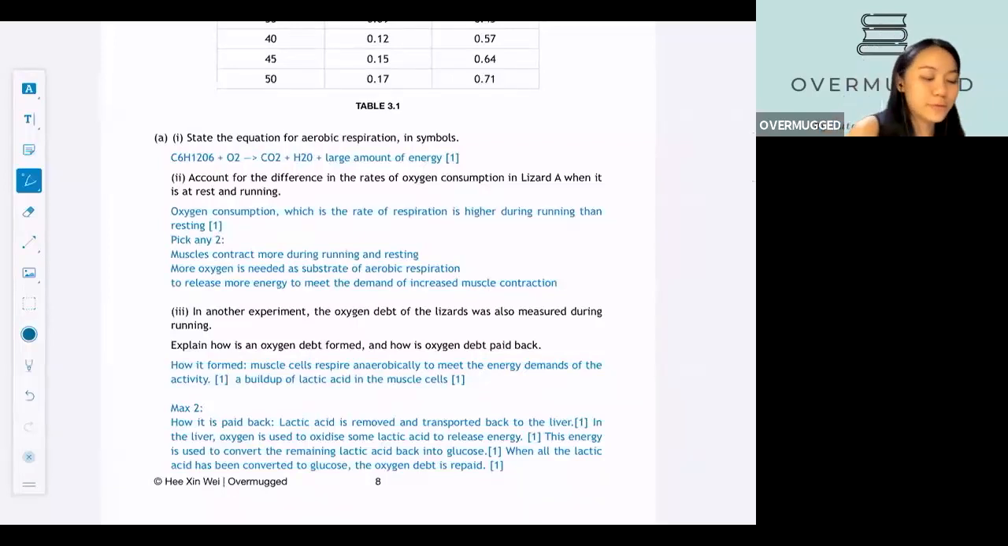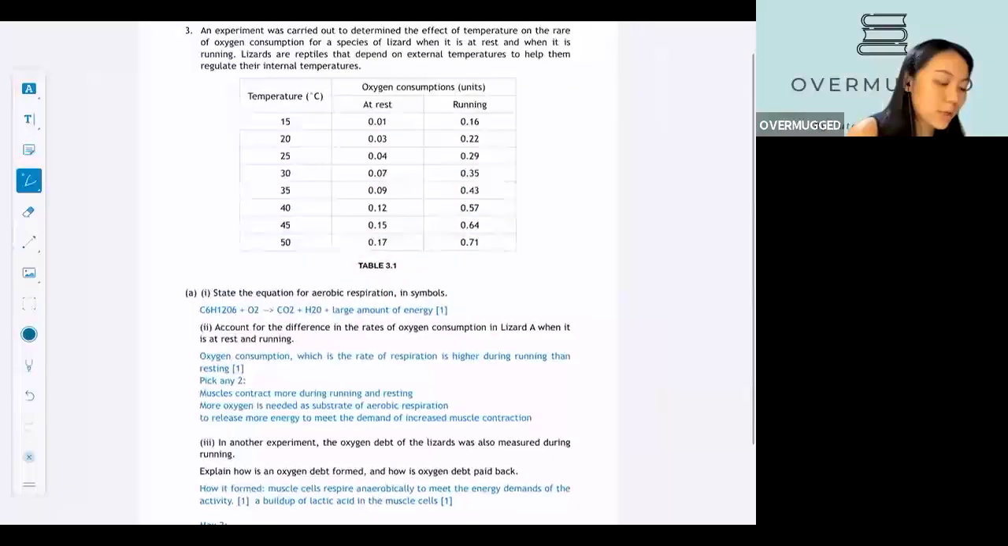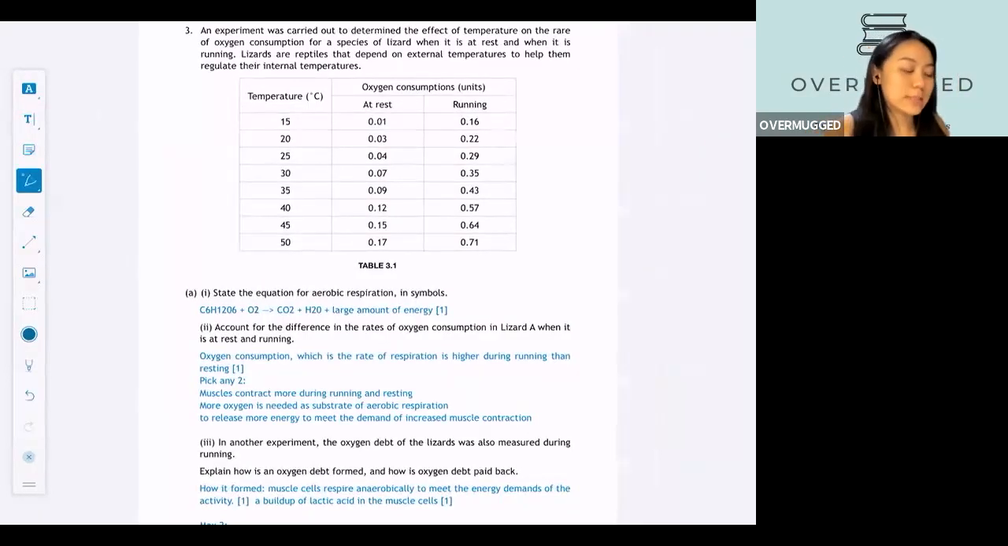Account for the difference in the rates of oxygen consumption in lizard A when it's at rest and when it's running. As you can see here, at running it consumes a lot more oxygen. Why is it so? This is pretty obvious, because it needs more energy when you run. If you need more energy, why do you need more oxygen? You just have to link that up, which is that it represents the rate of respiration and is required for respiration.